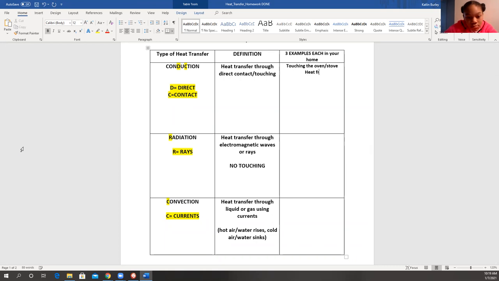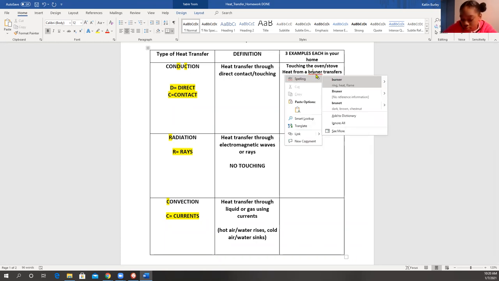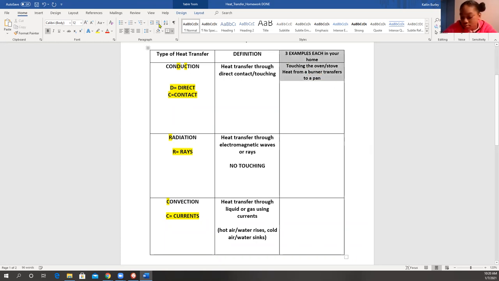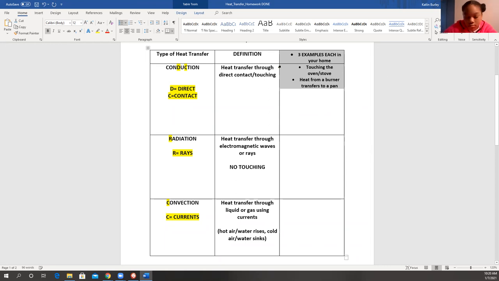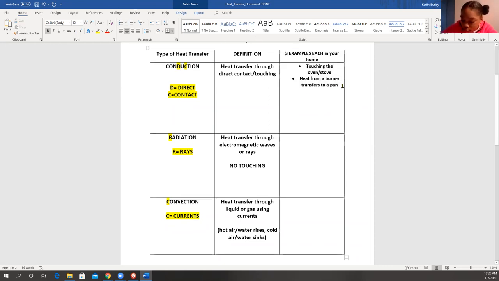Perfect. Heat from a burner transfers to a pan. So like when I am cooking, and I think I told you guys this before, my Sunday ritual is pancakes. I love eating pancakes on Sundays. So anytime I cook my pancakes, right?